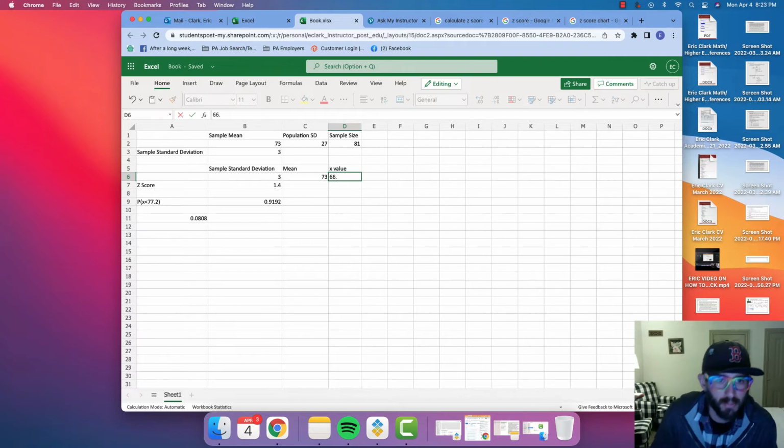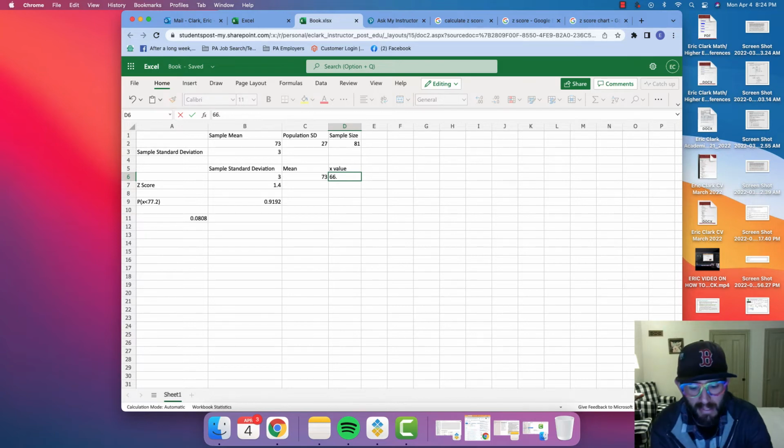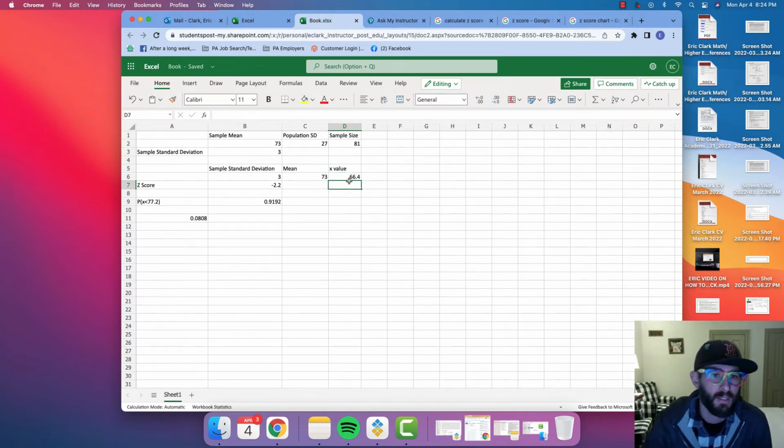And if you notice, this 66 is less than the sample mean, which means it's positioned to the left of the mean, which tells us we're going to have a negative z-score. So in this case, we have a negative z-score of negative 2.2.